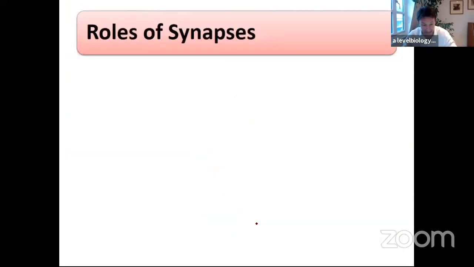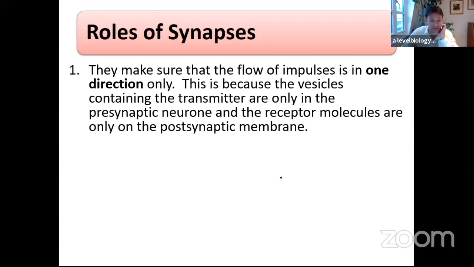So roles of synapses, now this comes up a lot in exams. So first of all, they make sure that the flow of the impulses is in one direction only. And that's because vesicles are only on the presynaptic membrane and the receptor molecules are only on the postsynaptic membrane. A very common question in exams: how does it ensure one-way transmission? It's that the neurotransmitter is only released on the presynaptic membrane and the receptors are only on the postsynaptic membrane.